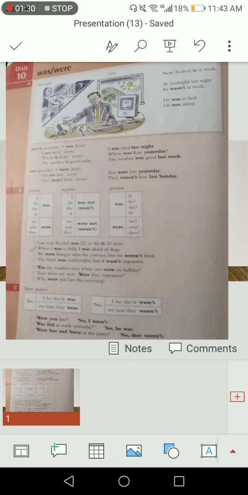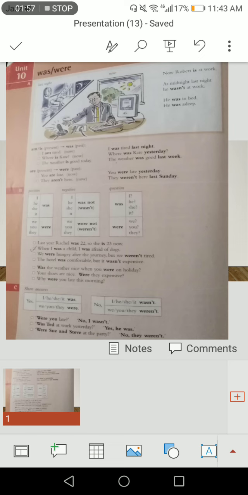Are is used in the present, but were is used in the past. Like, you are late, this is present tense, we use are in the present, but in past tense we use were. You were late yesterday. Then again, they aren't here is present tense. And when we use were, it becomes past tense, like they weren't here last Sunday.